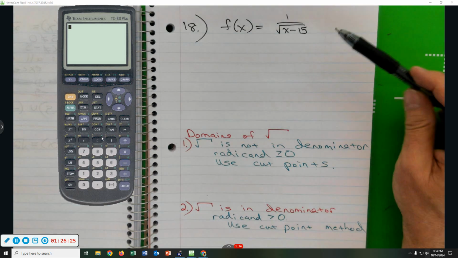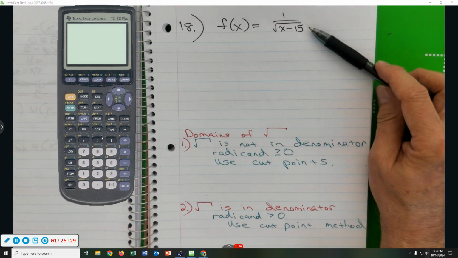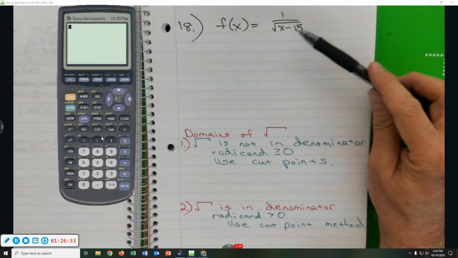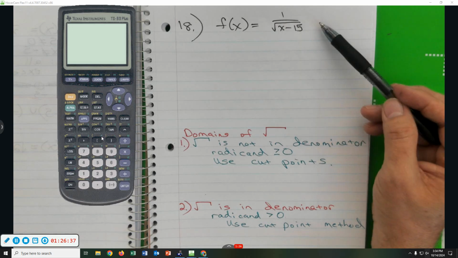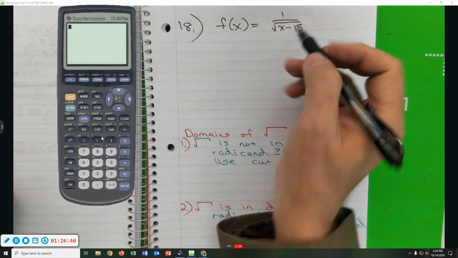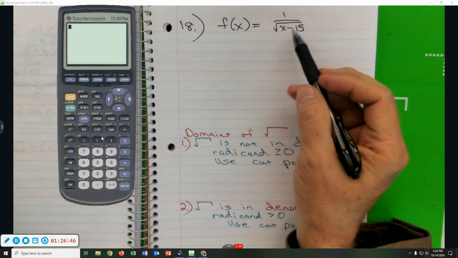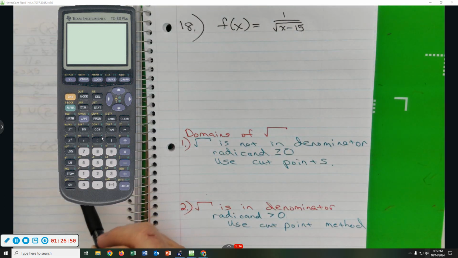I look there, I see that there's a square root, so I know this is going to make imaginary y values. We have to discard numbers like 0 and 1 and 2, because if you plug those in, you get negative numbers under the square root. So we set the radicand. What's the radicand? It's just x minus 15. The entire thing that's under the radical is called the radicand.